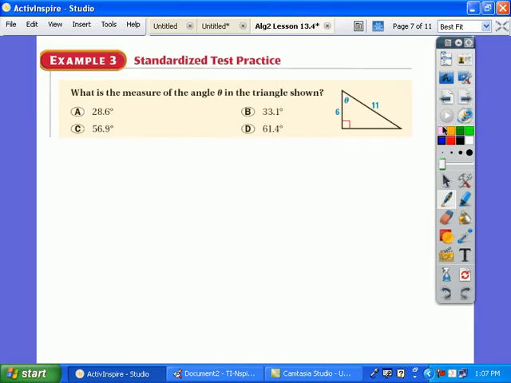So here they ask us to find this theta, and so the first thing we have to do is identify what trig function I should be talking about. So we have the adjacent side, and we have the hypotenuse. So that would be cosine of theta equals adjacent over hypotenuse. So to find out what theta equals, I'm going to take cosine inverse on both sides. So theta equals cosine inverse of 6/11.